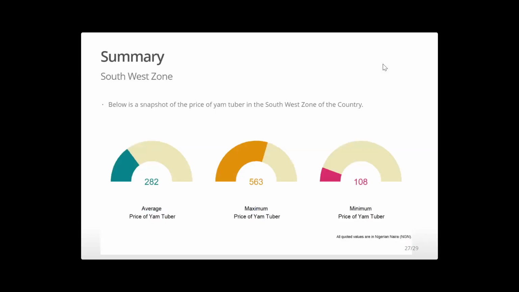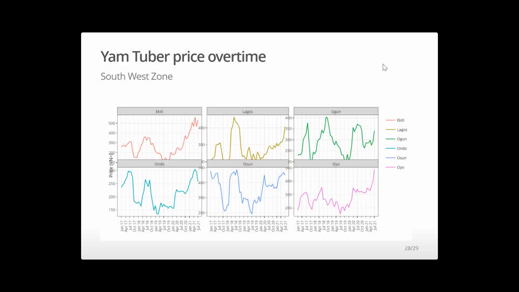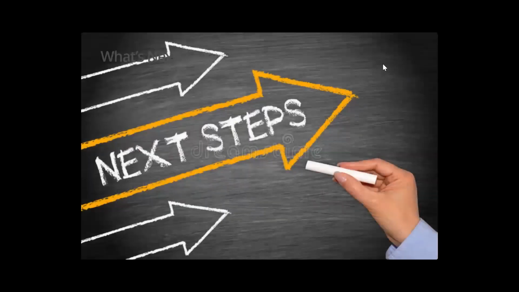And lastly, Southwestern Zone. Southwestern Zone comprises Ekiti, Lagos, Ogun, Ondo, Osun, and Oyo. And in each of these states, there has been an increase over time in the price of yam, even despite the fact that there is a lot of farming activity going on here, but there is still a rising trend in the price of yam. All right, so that's about the descriptive analytics.